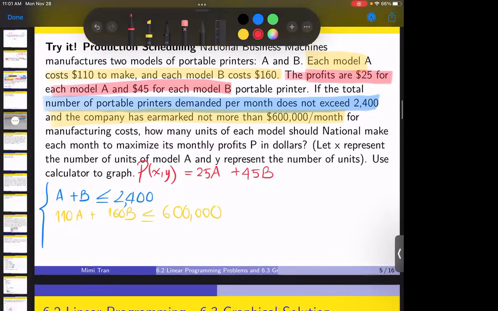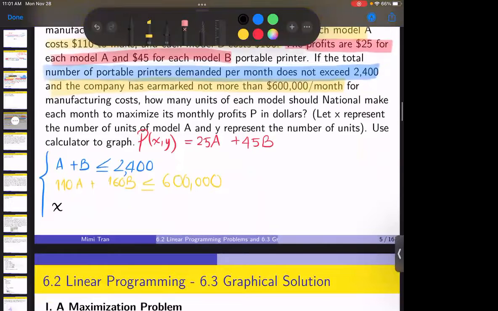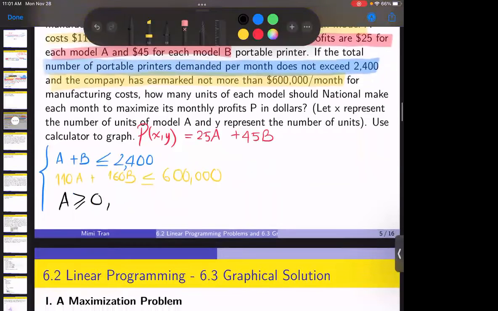One last thing, the common sense one. Well, A and B have to be what? Yeah, it's the number of printers. We can't have a negative number of printers. We're done with the setup.